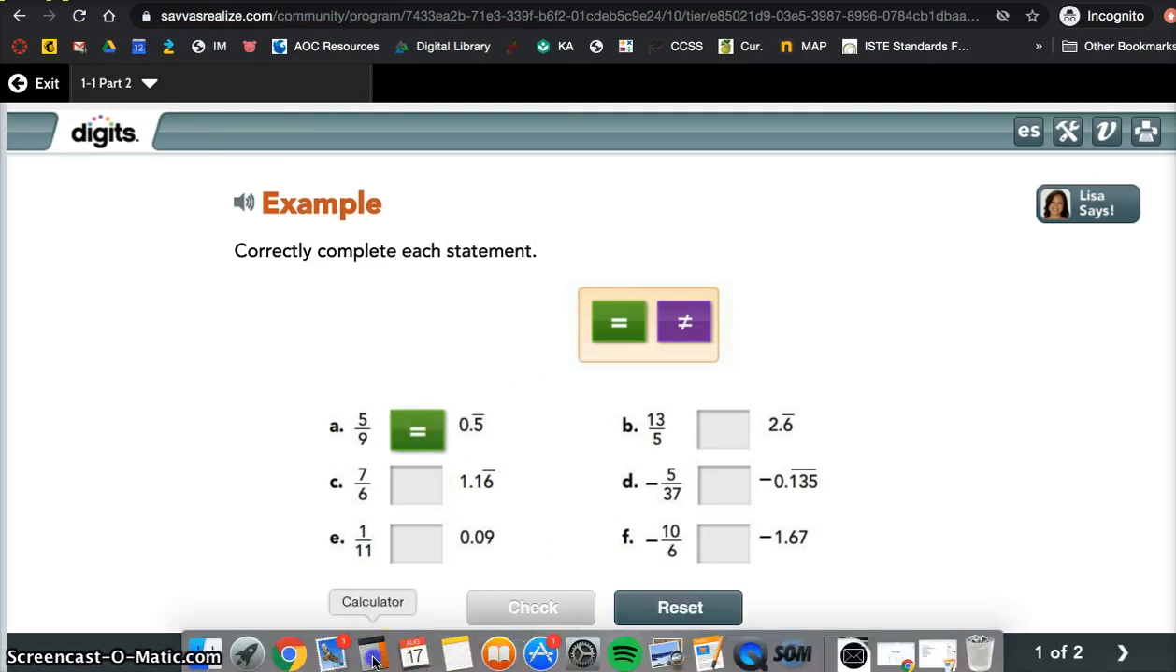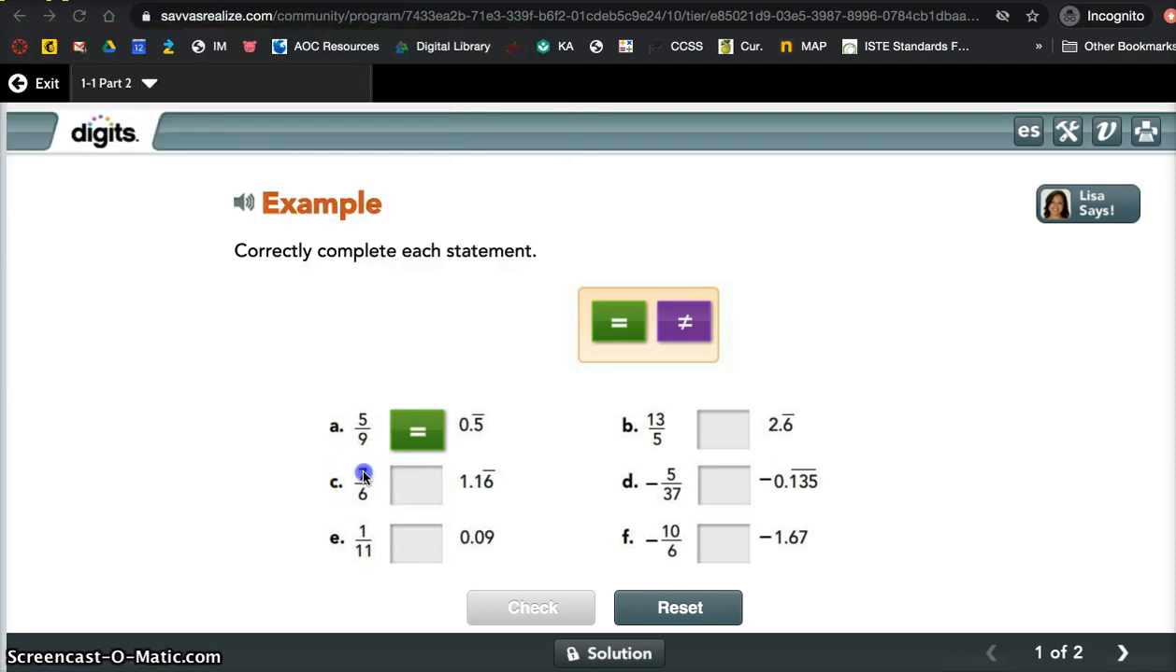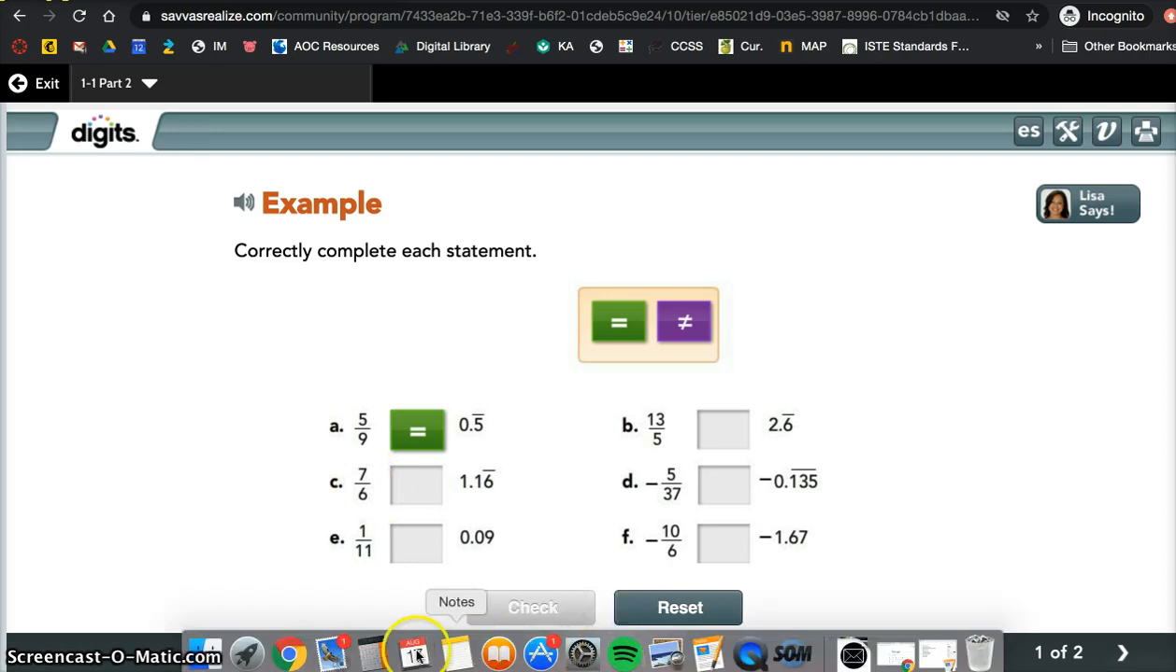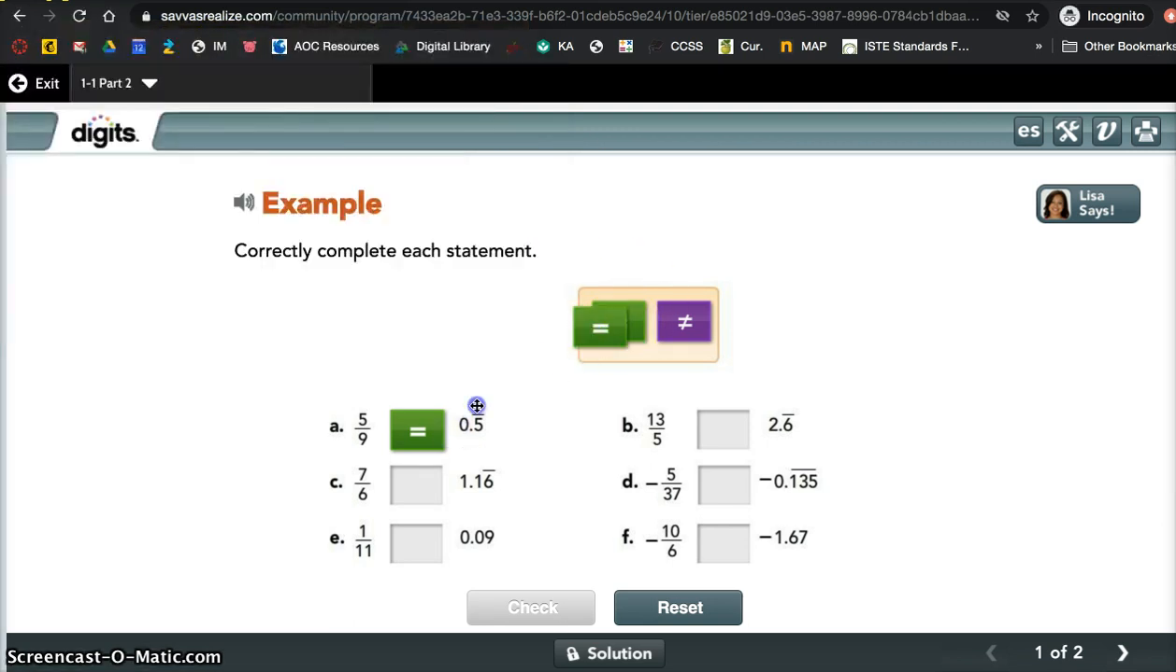Okay, and make sure if you are using a calculator on this that you do the division in the correct order. For example, for letter C, this is 7 divided by 6. So you have to enter it in the calculator that way. 7 divided by 6 is 1.16, and the 6 is repeating, not the 1, just the 6. So this is true.